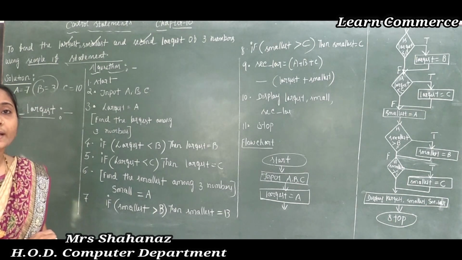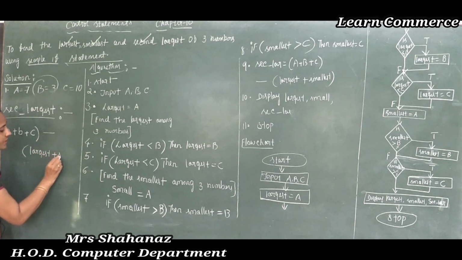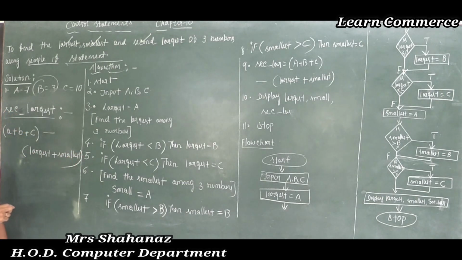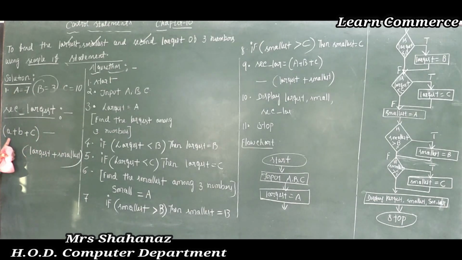To get the second largest of the numbers, in this case we subtract, so the formula is A plus B plus C minus, next, the largest value plus smallest value. Okay? So this is the formula for our second largest number. To get the second largest of the numbers, I am using one formula, or we can say subtract the sum of largest and smallest from the sum of A, B, C. Okay, so this is the formula.